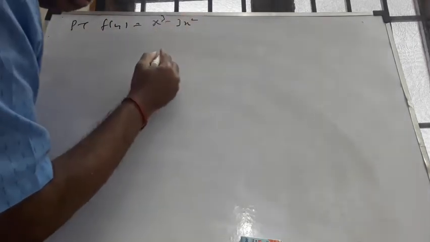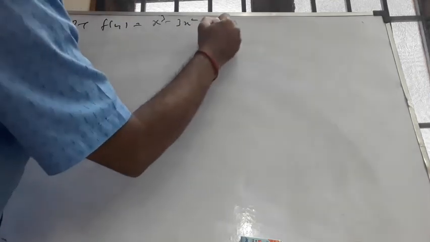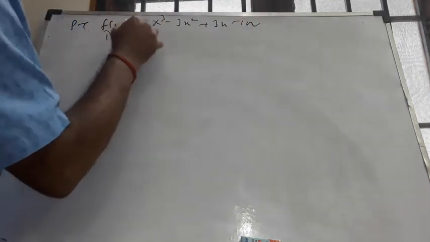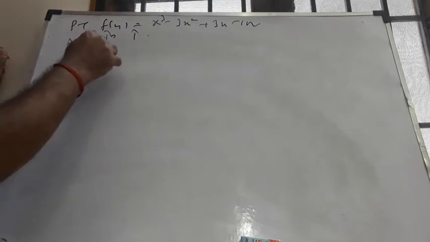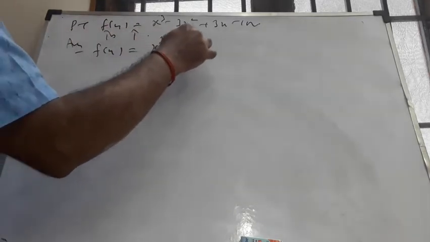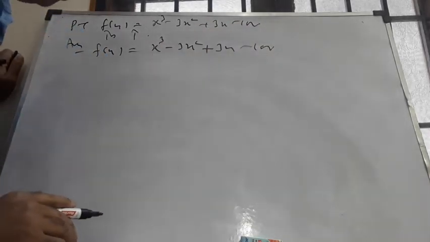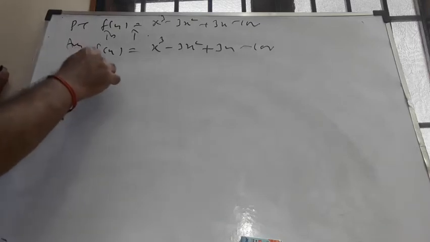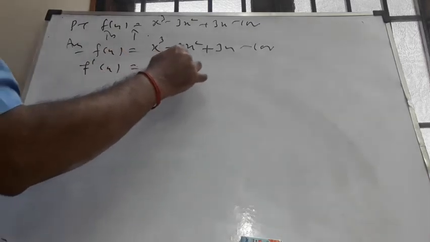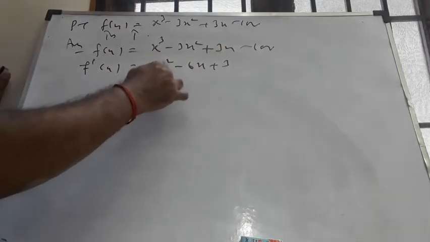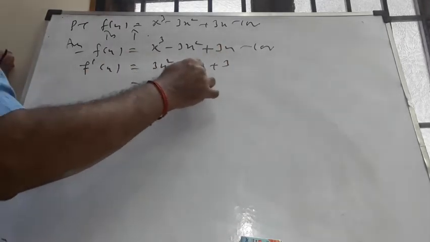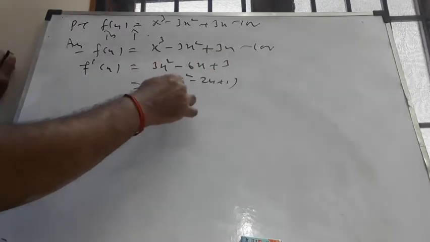Next one, prove that f of x equal to x cube minus 3x square plus 3x minus 100 is increasing. Answer: f of x equal to x cube minus 3x square plus 3x minus 100 is what is given to you. Now f dash of x becomes 3x square minus 6x plus 3. Taking 3 as common, I get x square minus 2x plus 1, which is 3 into x minus 1 whole square.